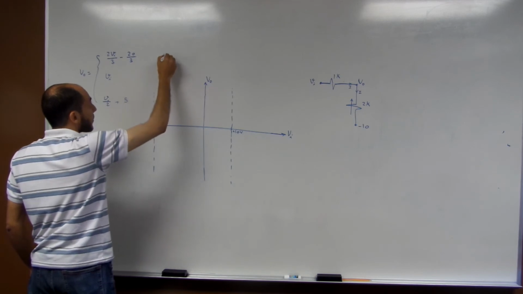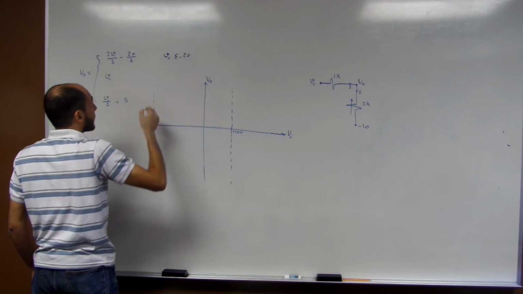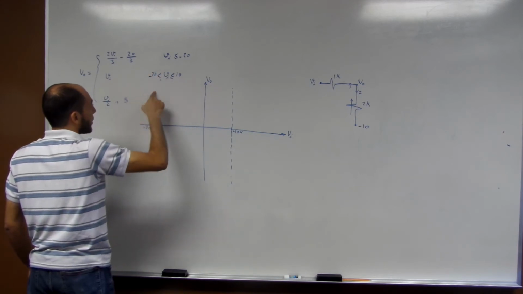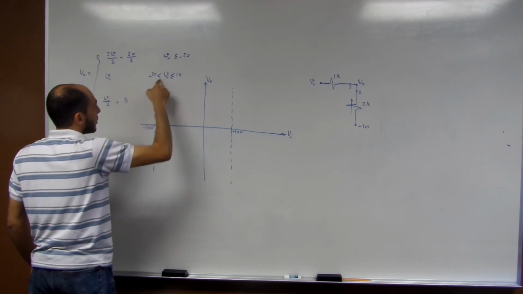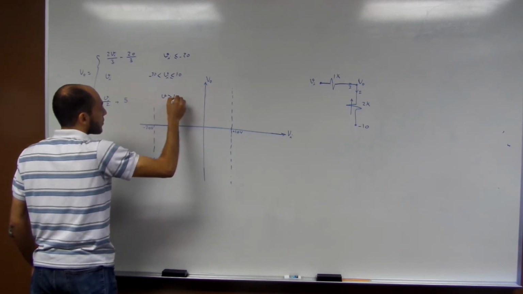Okay, so these are the three equations. That's when V input is less than negative 20 volts. That's when V input is between 10 and negative 20. And that is the last one when V input is greater than 10 volts. Okay?